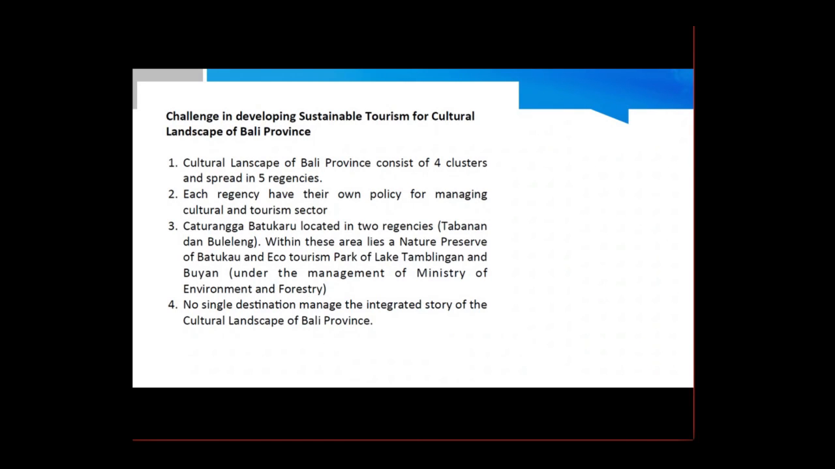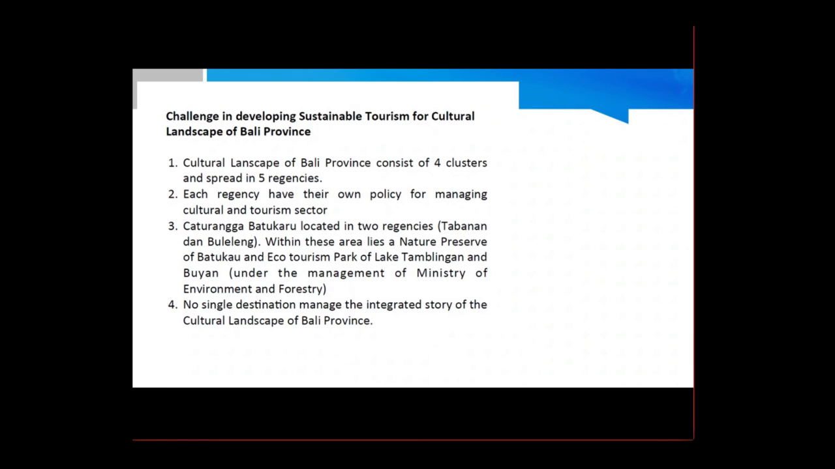to get a consensus, and also some agency has more income from the tourists than other agencies. And then each agency also has their own policy for managing culture and tourism. So there is another jealousy across the regencies. So the Chatu Angga Batu Karu is located in two regencies, Tabanan and Buleleng, and within this area, like the nature preserve of Batu Karu, as we can say, this is a core zone of the proposed biosphere, if you want to propose the biosphere, this can be a future for nature preserve of Batu Karu.